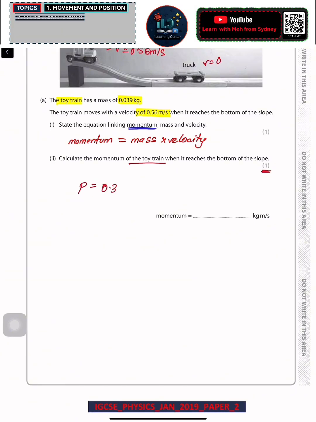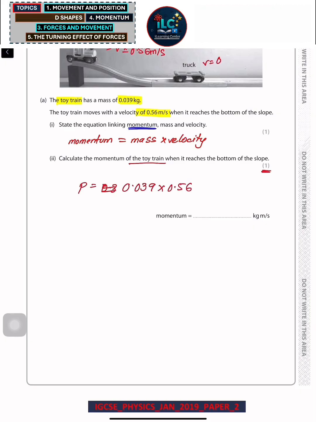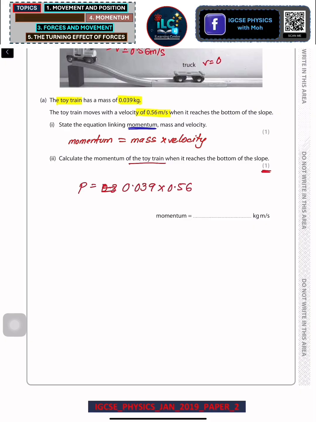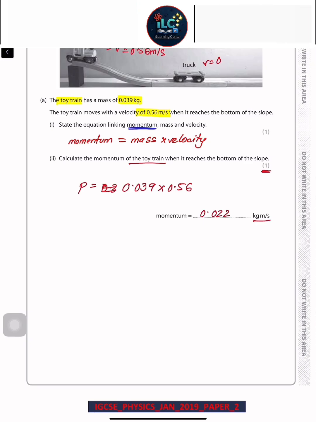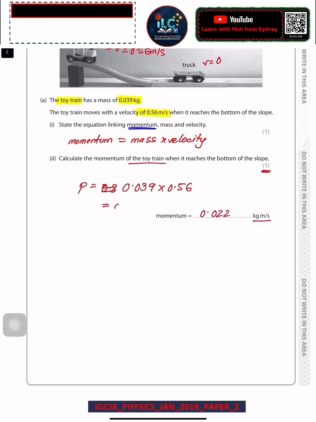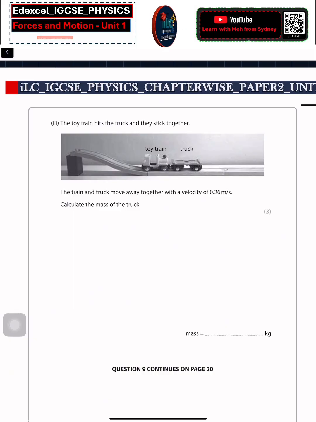So you can say, okay, momentum is equal to 0.039 times 0.56, and this should be equal to 0.022 kg meter per second, which is the right unit. So we will move quickly to the next question here. This was very easy. The next one here says calculate the mass.